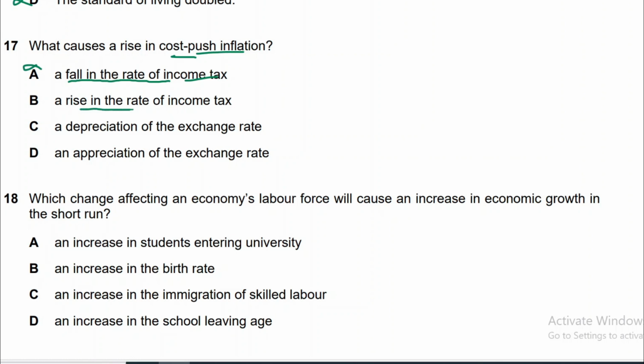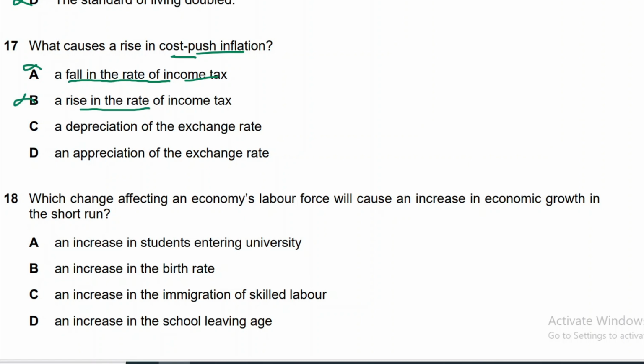A rise in the rate of income tax, this is again a demand side factor, so we can't choose this. Income taxes or direct taxes are part of demand side policy, and indirect taxes such as sales tax, customs duties and excise duties are part of cost push inflation.